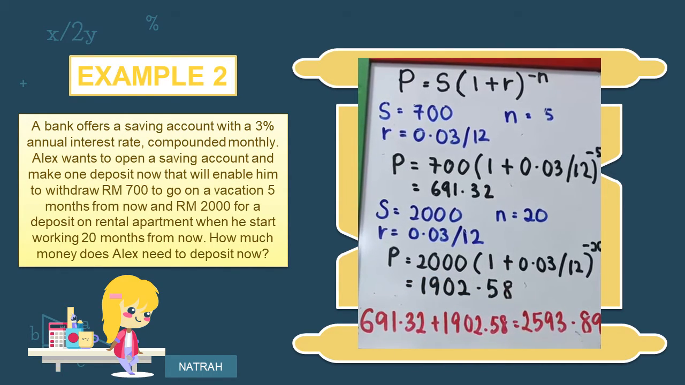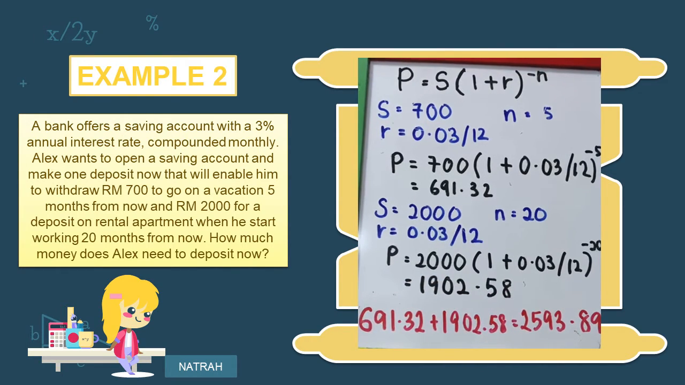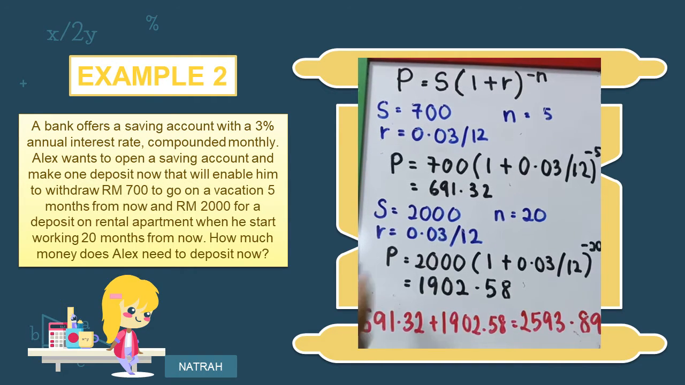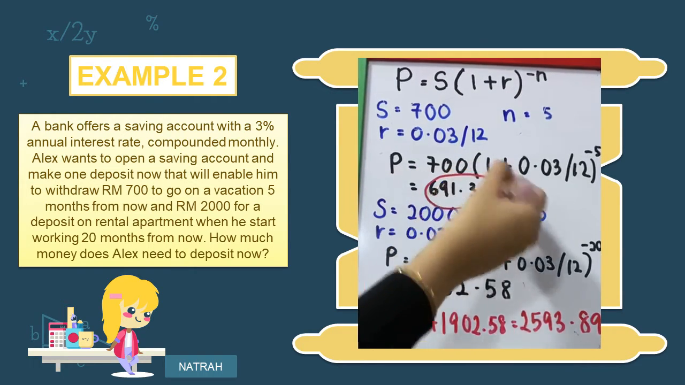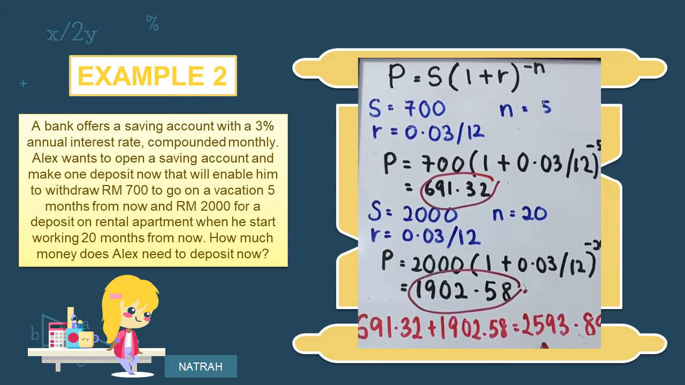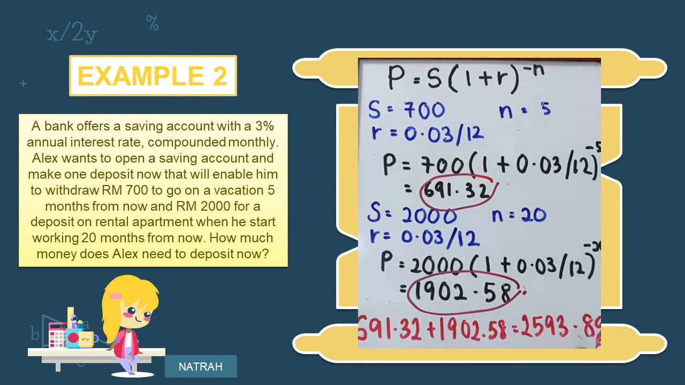So the question here asks, how much money does Alex need to deposit now? To find the amount of money that Alex needs to deposit now, we just add the first present value with the second present value. So we will get 2,593 ringgit and 89 cents.